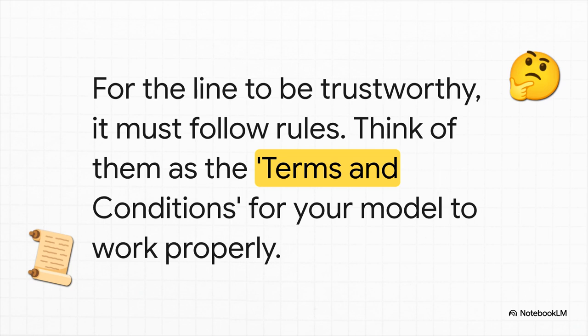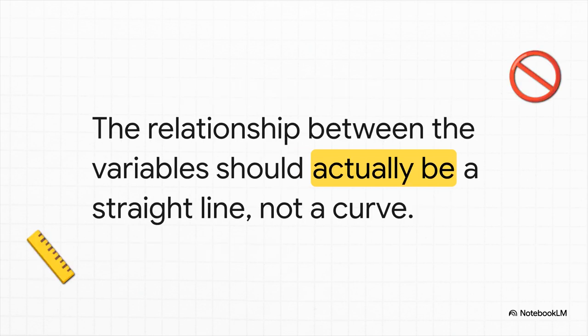For that line to be trustworthy, for its predictions to actually mean anything, it has to play by some very specific rules. You can think of them like the terms and conditions you have to agree to before you can use the software. First up, and this one might sound kind of obvious, the relationship you're looking at has to actually be a straight line. I mean, if your data points naturally form a beautiful curve, trying to force a straight line through them, it's not going to give you anything useful.